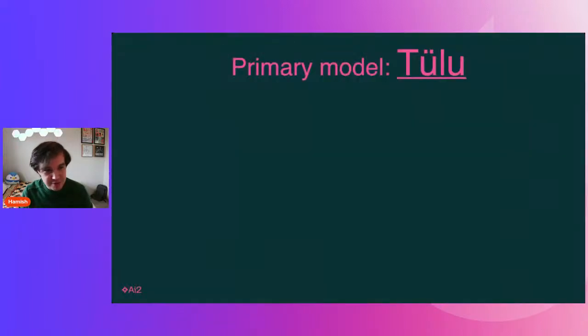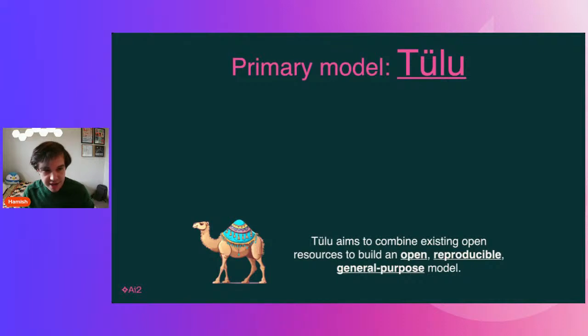And the primary output of this model is a sort of model series that we call Tulu. The aim of Tulu is to combine existing open resources to build an open, reproducible, general purpose model. So we take good base models that exist out there, and try to work out strong recipes for building general purpose models that behave similarly to what you might see coming out of industry labs or industry products.